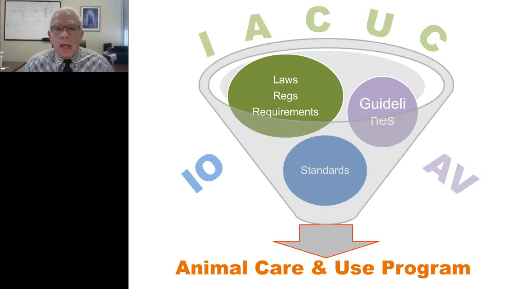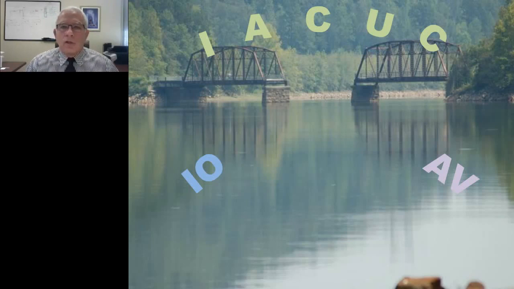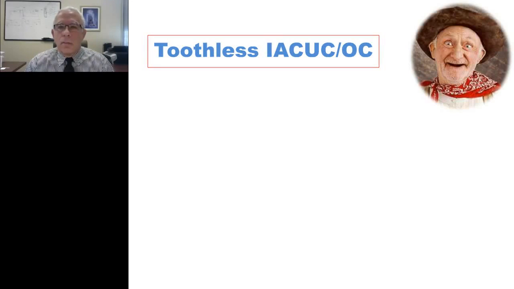So the combination of these three bodies is so important, because these are the individuals that will filter down, that will put together all these standards, guidelines, and regulations for good animal care and use. So these are the individuals that really form the bridge for a good animal care and use program.